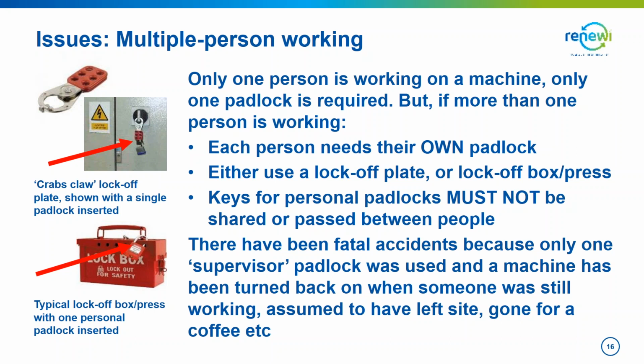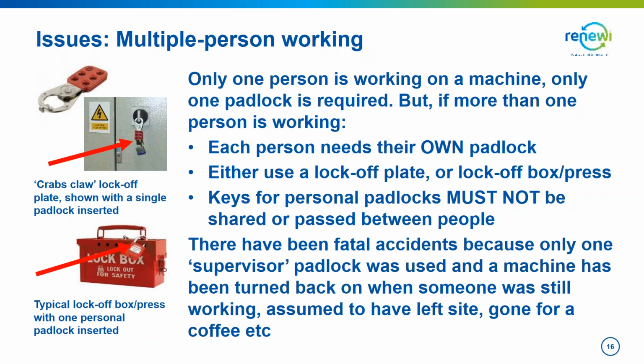Now to do that, most isolation switches will not take 5 or 6 padlocks. You need to use either a lock-off plate, and the top photograph left shows what's called a crab's claw lock-off plate, which allows you to place multiple padlocks. However, if you maybe got 10 people working, that becomes unwieldy. You end up with more than 1 crab's claw all cluttered around the isolation switch.